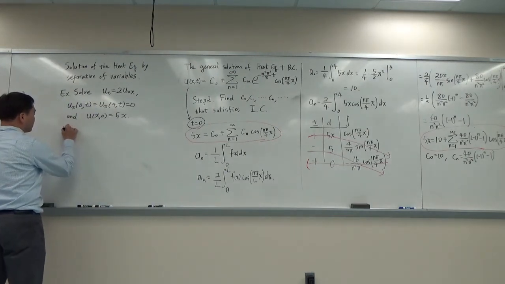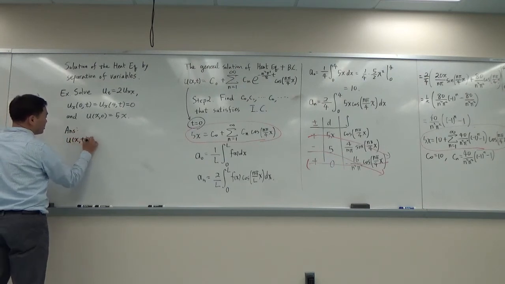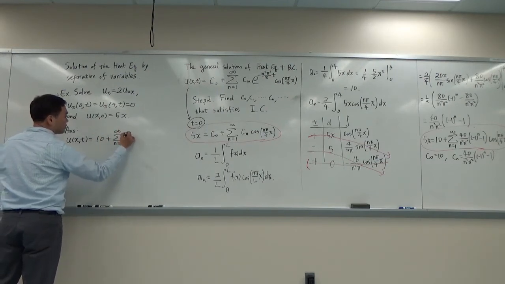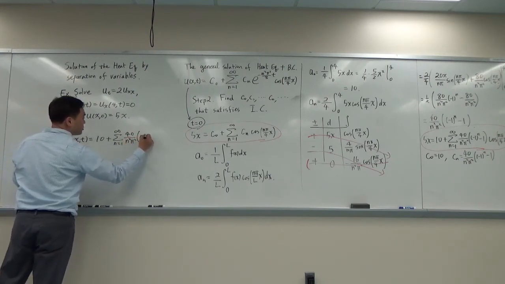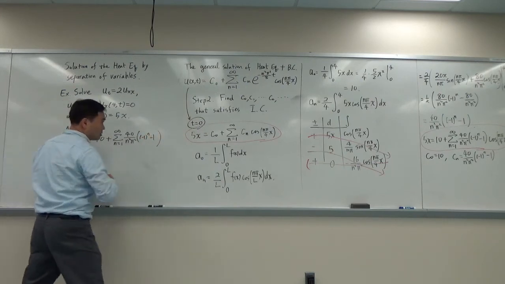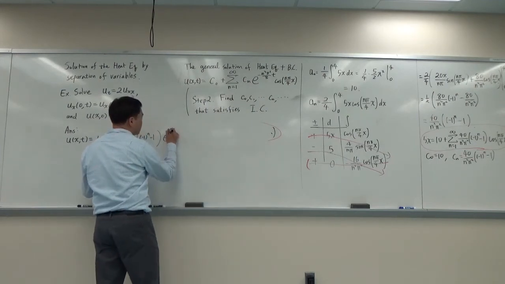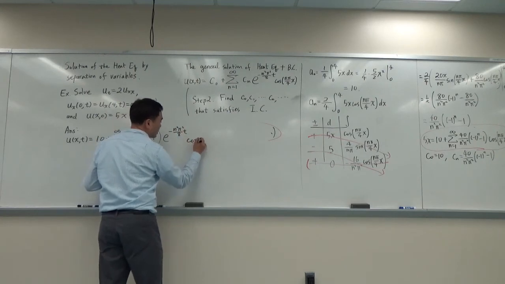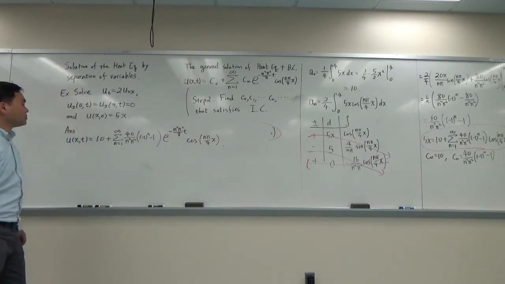So the answer will finally be u(x,t) equals 10 plus the sum from n equals 1 to infinity of 40 over n squared pi squared, times (-1)^(n-1), times e to the negative n squared pi squared over 8 t, times cosine of n pi over 4 x. That's the solution.